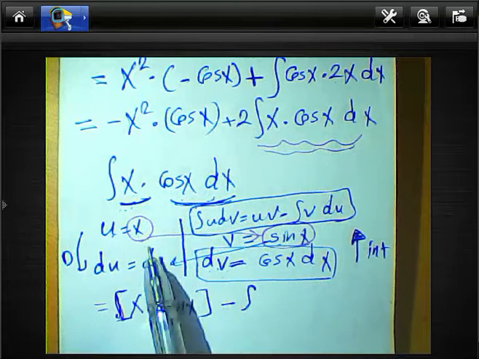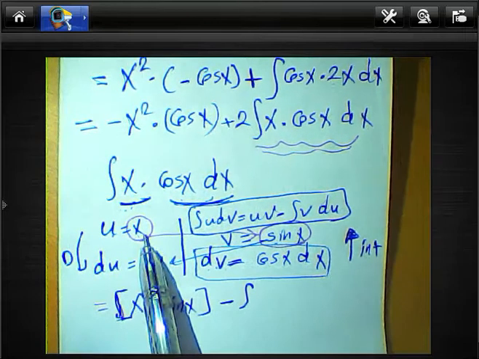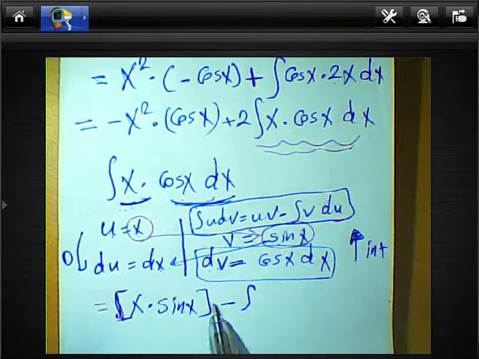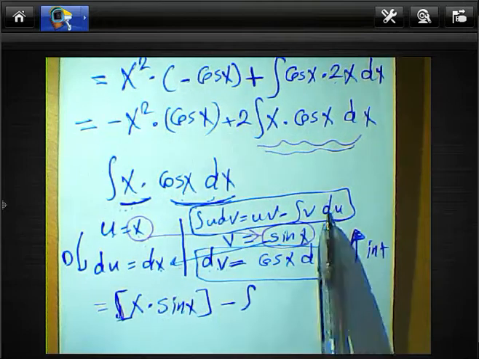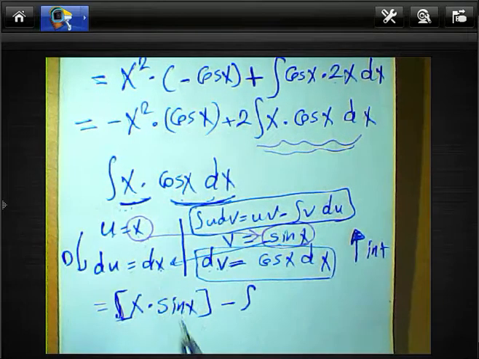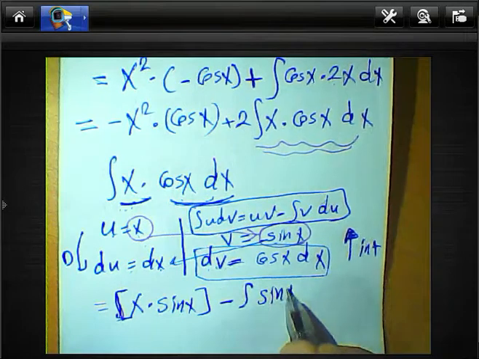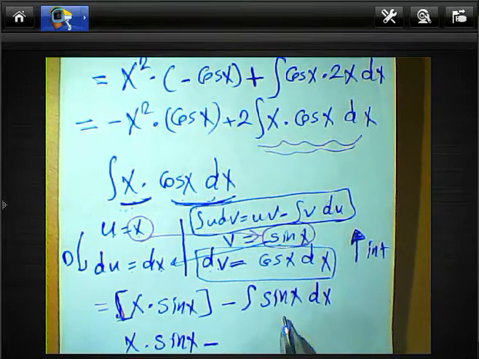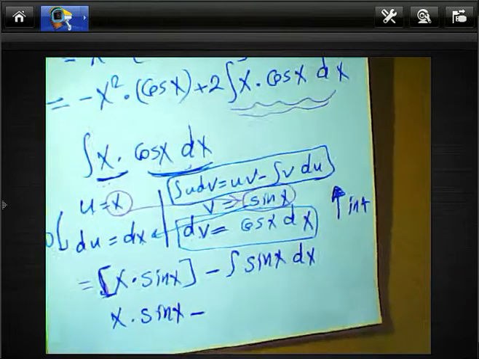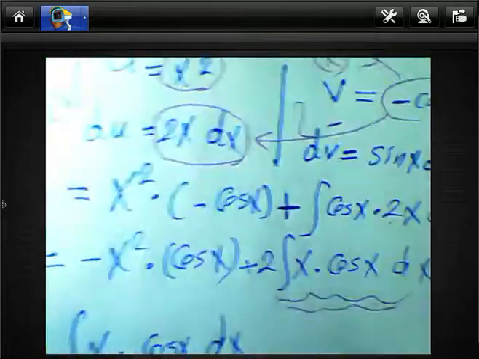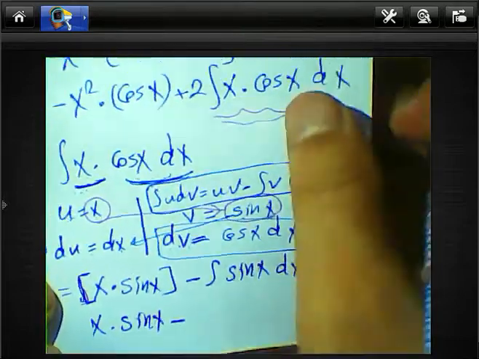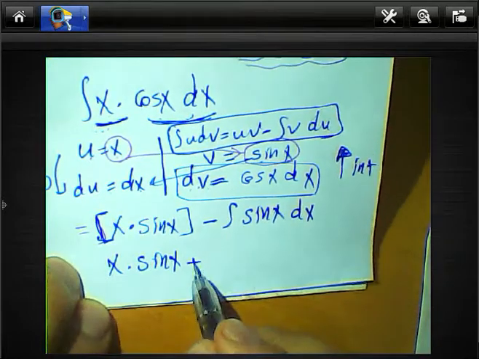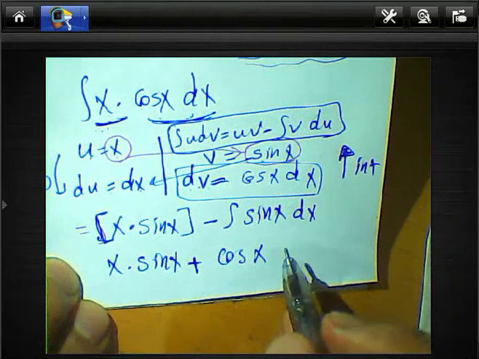Understood? Again, u was x and v equals sine x, so the result will be x sine x, subtract the integration of v du. V equals sine x and du equals dx, so the integral is sine x dx. The integration of sine x equals negative cosine x, and negative multiplied by negative equals positive, so we get x sine x plus cosine x plus a constant.